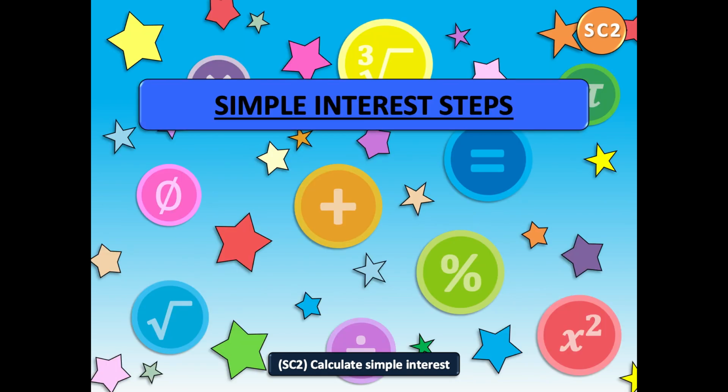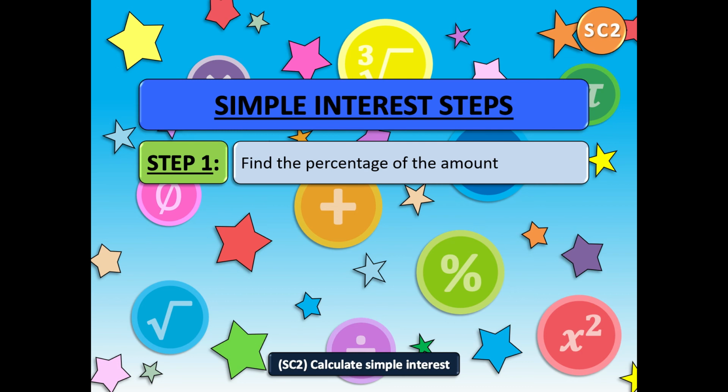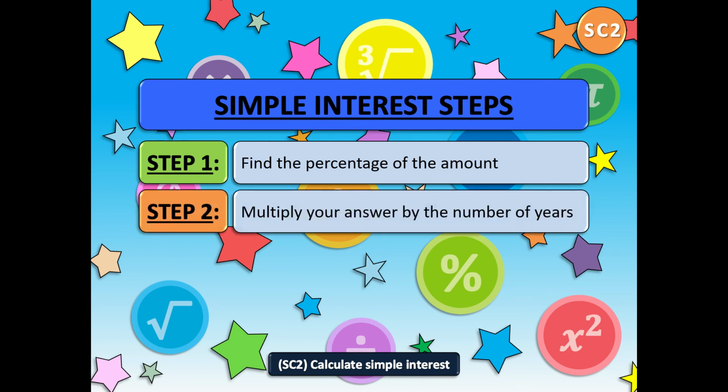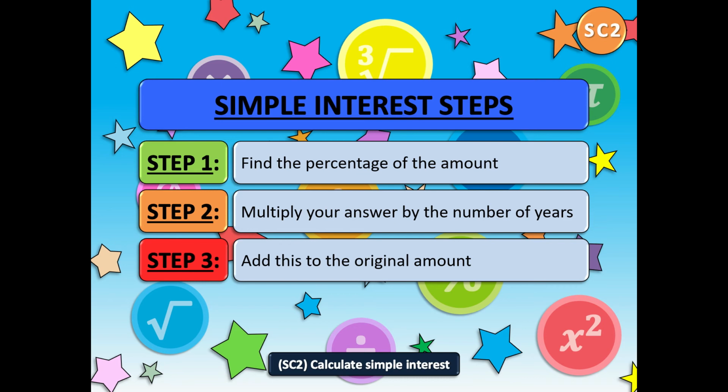So the simple interest steps: find the percentage of the amount, multiply your answer by the number of years, add this to the original amount.